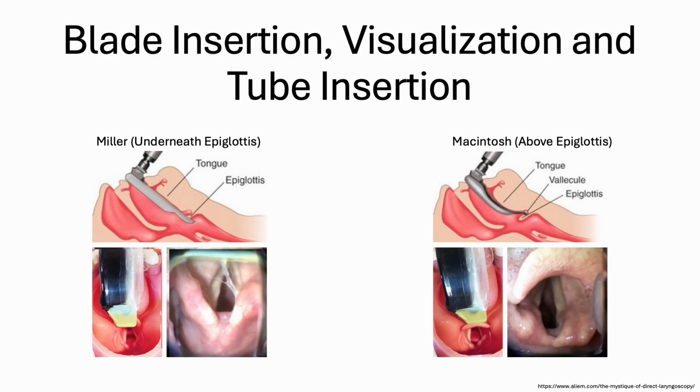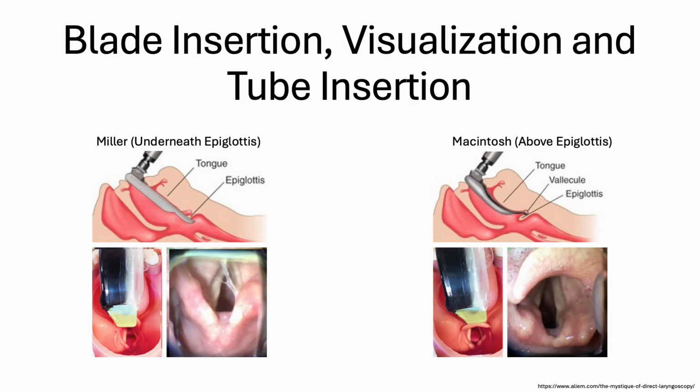Blade insertion, visualization, and tube insertion. The operator stands at the head of the patient and inserts the laryngoscope blade into the patient's mouth. For a Macintosh blade, the tip is placed in the vallecula, the space between the base of the tongue and the epiglottis, while for a Miller blade, the tip is placed under the epiglottis to lift it directly. Once the blade is in position, the operator lifts the handle forward and upward, without levering on the teeth, to displace the tongue and epiglottis. This action exposes the glottis, allowing the operator to see the vocal cords directly through the mouth.